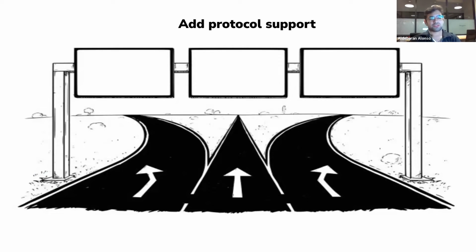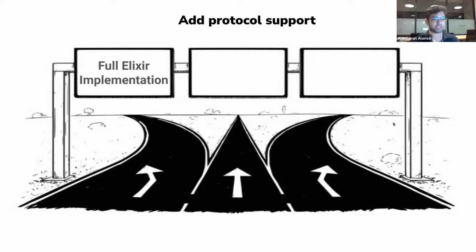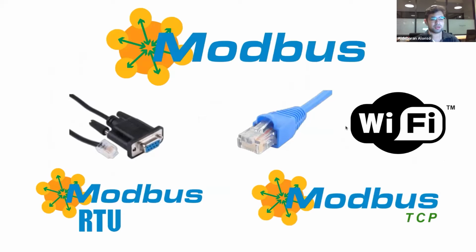So now we will discuss three possible ways that we know. The first one is a full Elixir implementation, which we recommend when the protocol is quite simple to implement, and therefore is an open specification. For example, Modbus is a protocol developed in 1979 by Modicon to communicate electronic devices together. It may use multiple physical interfaces, such as a serial interface with Modbus RTU, or we can use Ethernet or Wi-Fi with Modbus TCP.